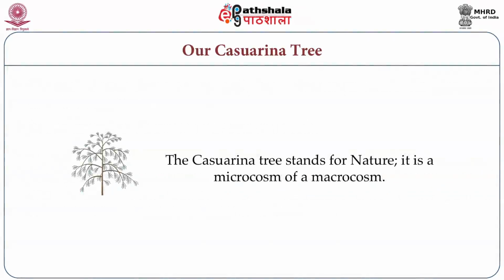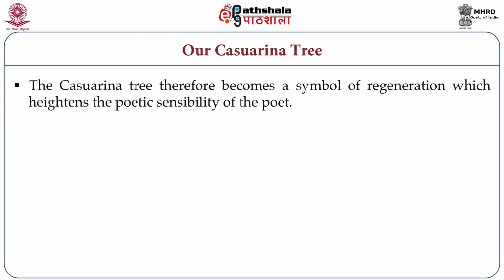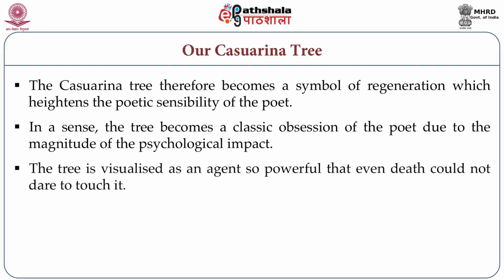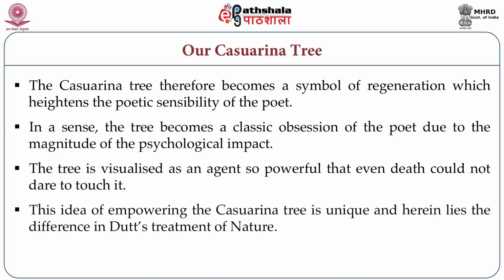The Casuarina tree stands for nature. It is a microcosm of a macrocosm. The Casuarina tree becomes a symbol of regeneration, heightens the poetic sensibility of the poet, and in a sense, the tree becomes a classic obsession of the poet due to the magnitude of the psychological impact. The tree is visualized as an agent so powerful that even death could not dare to touch this. This idea of empowering the tree is unique, and herein lies one of the unique aspects of Dutt's treatment of nature.